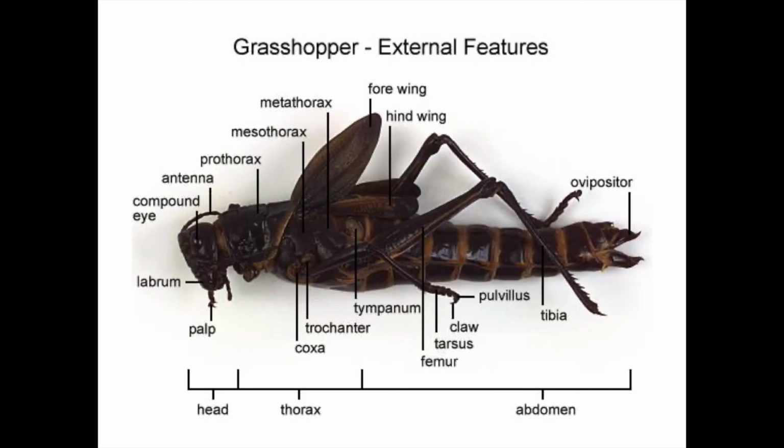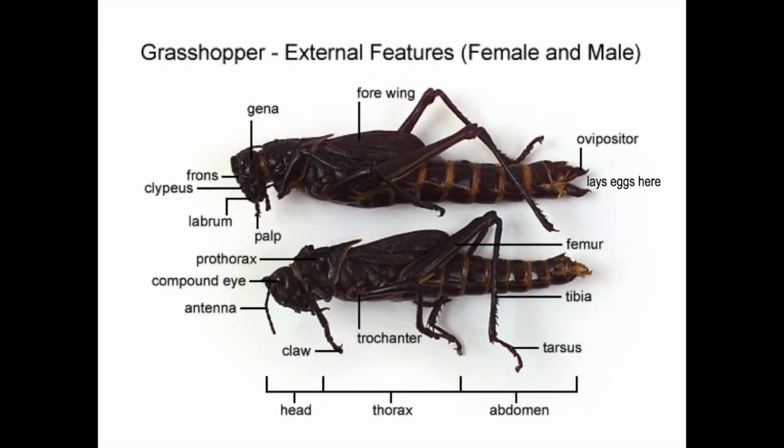You can see with this grasshopper, this is the type of grasshopper we're going to be dissecting. You can see the forewing, which is the protective wing. The hind wing is the flying wing. You can see the antenna. You can see the mouth parts, the labrum, the palp. You can see the head, thorax, abdomen. You can see the egg-laying opening in the very back. Ovi referring to ovary, and positor meaning dropping off. Okay, you can see that here where I labeled it. Eggs are going to be laid here.